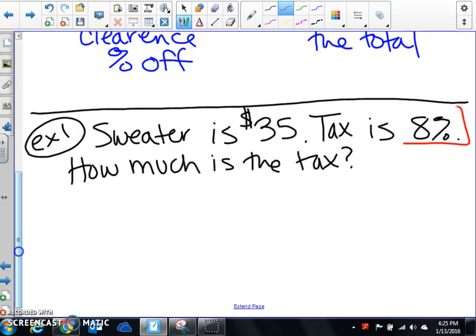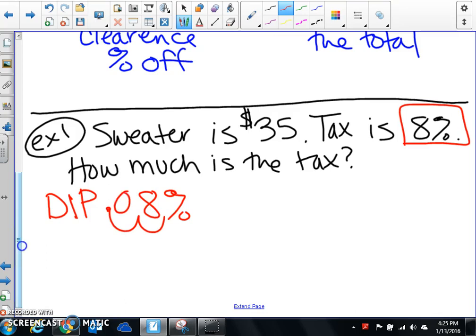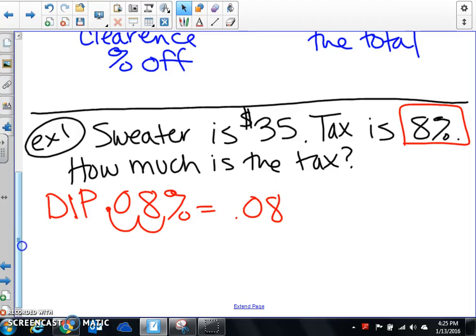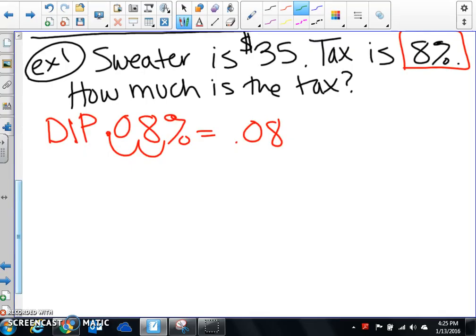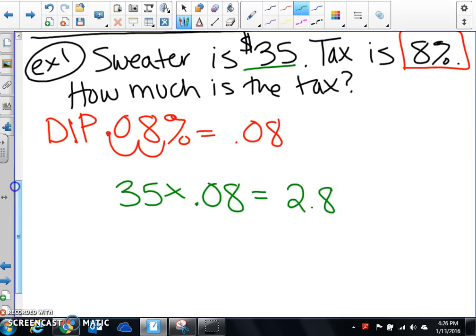I take my percentage, which is 8%, okay, and I'm going to dip. Nope, not dib, dip. Which means I take that 8% and I move it to the left twice. 1, 2. So 8% is the same thing as 0.08. Okay, then I need to multiply by whatever I'm buying. So $35, I'm going to take 35 and multiply that by 0.08. So 0.08 times 35 is 2.8. Well, remember, when we're talking about money, you wouldn't say I have $2.8. You would say I have $2.80. So they said, how much is the tax? There we go. $2.80. Okay?